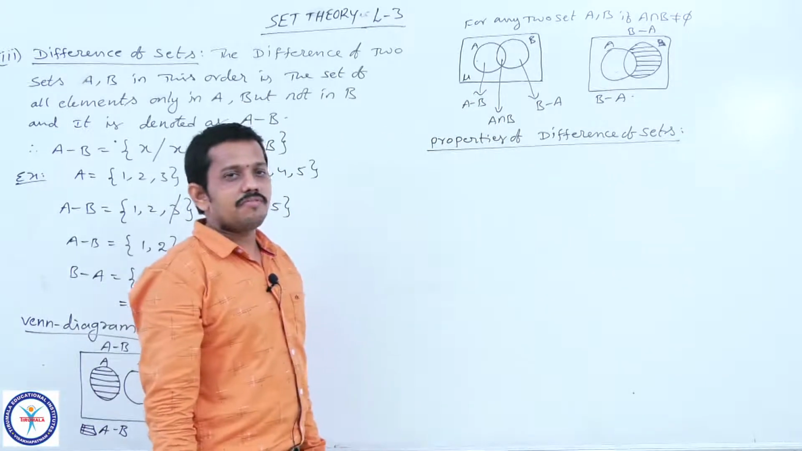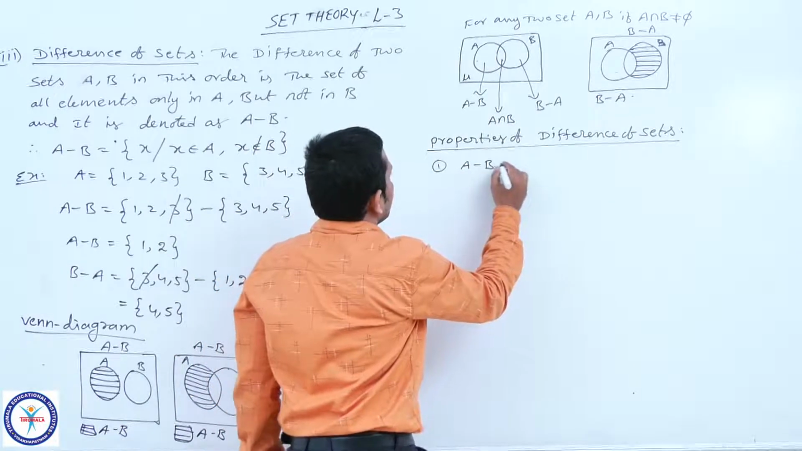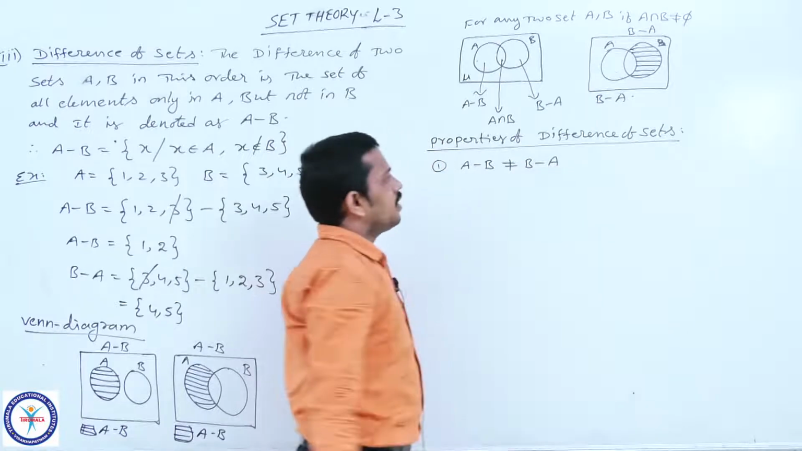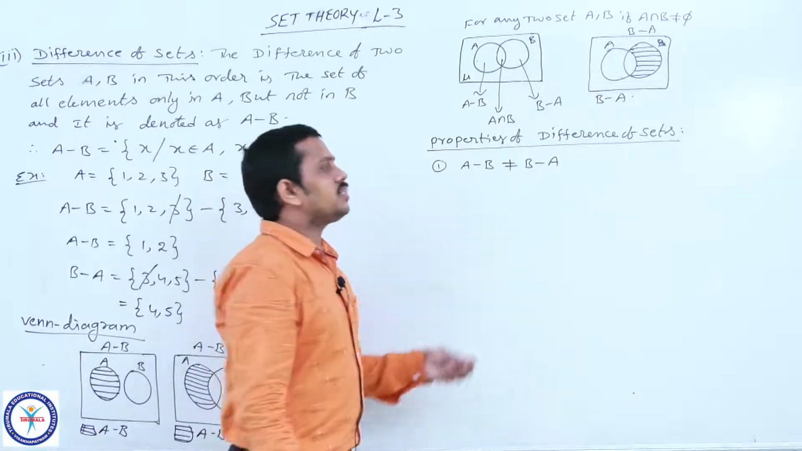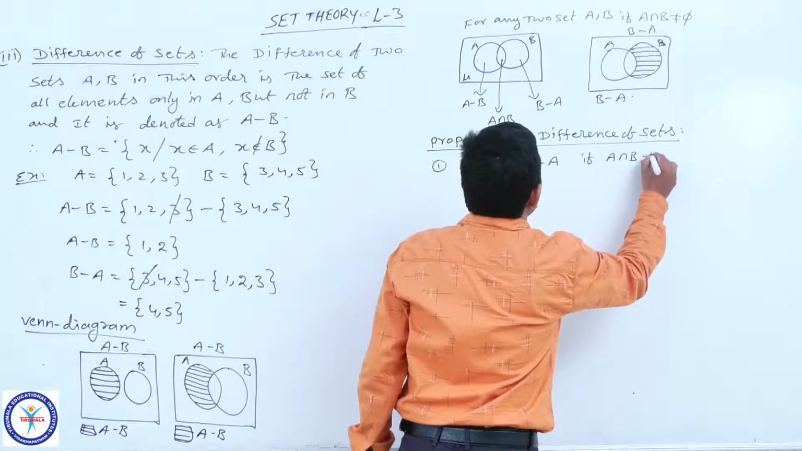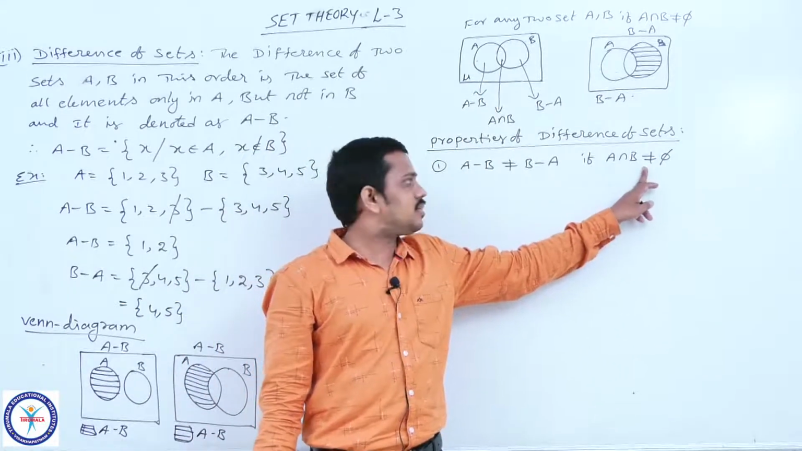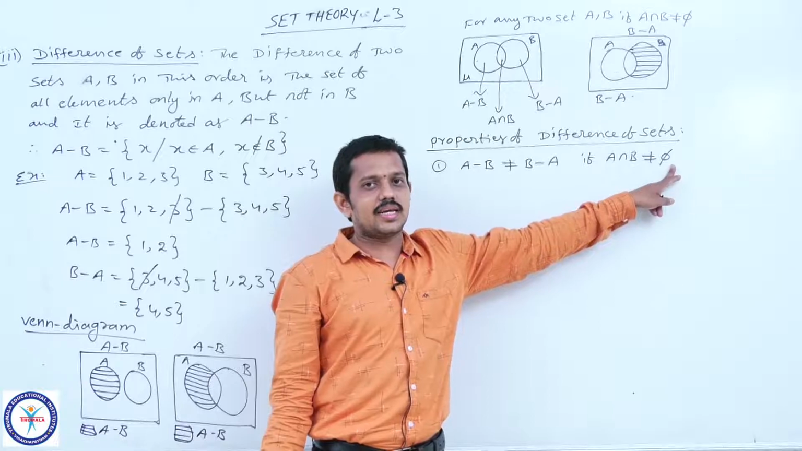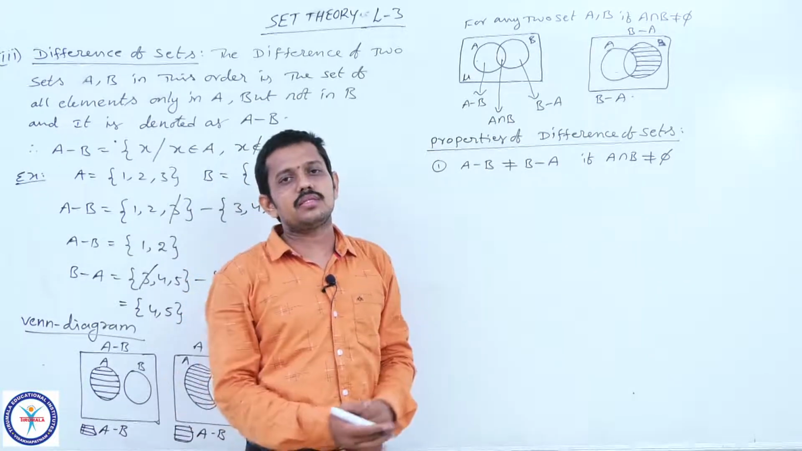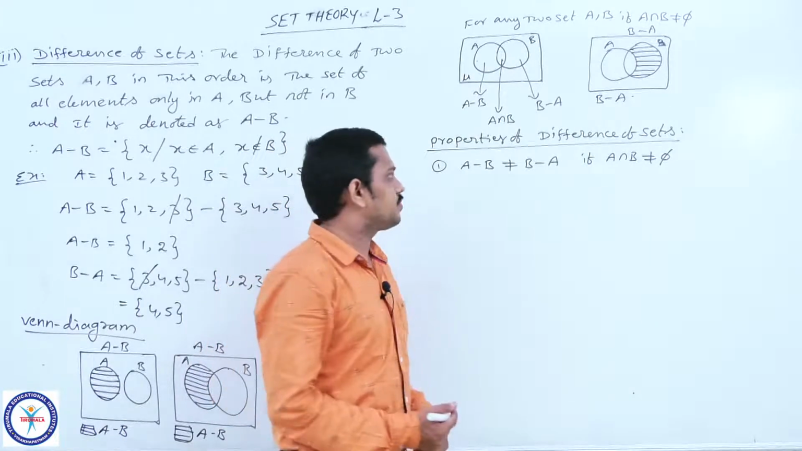What are the properties of difference of any two sets? A minus B is not equal to B minus A if A intersection B is not equal to the null set. If A intersection B is not a null set, then A minus B is not equal to B minus A, which means the commutative property does not hold for difference of any two sets.